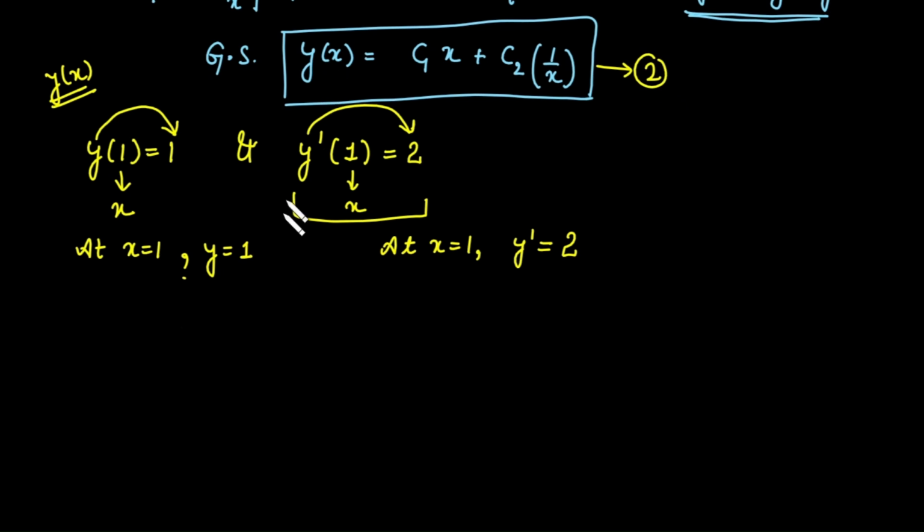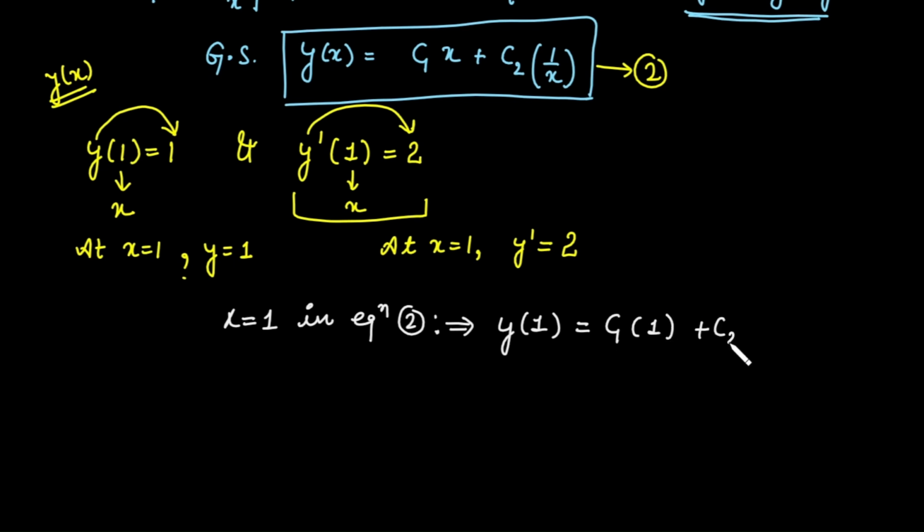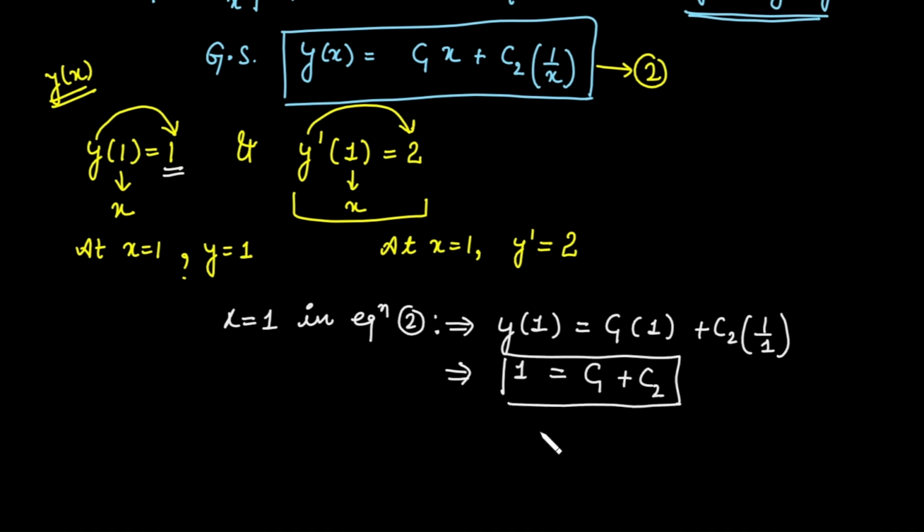Let's suppose this is equation number 2. Now we will substitute x equal to 1 in equation 2. We will get y(1) equal to c1 times the value of x, which is 1, plus c2 times 1 upon 1. So this implies the value of y(1), that is 1, is equal to c1 plus 1 by 1, which is 1, so simply c2. So from here we are getting the condition in terms of the constants.